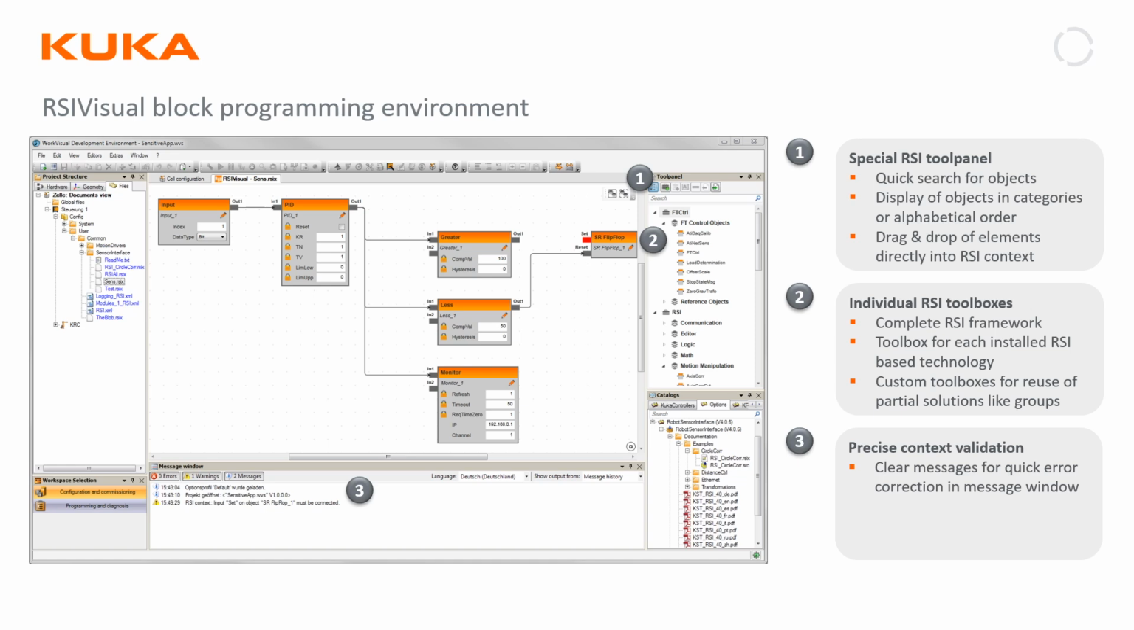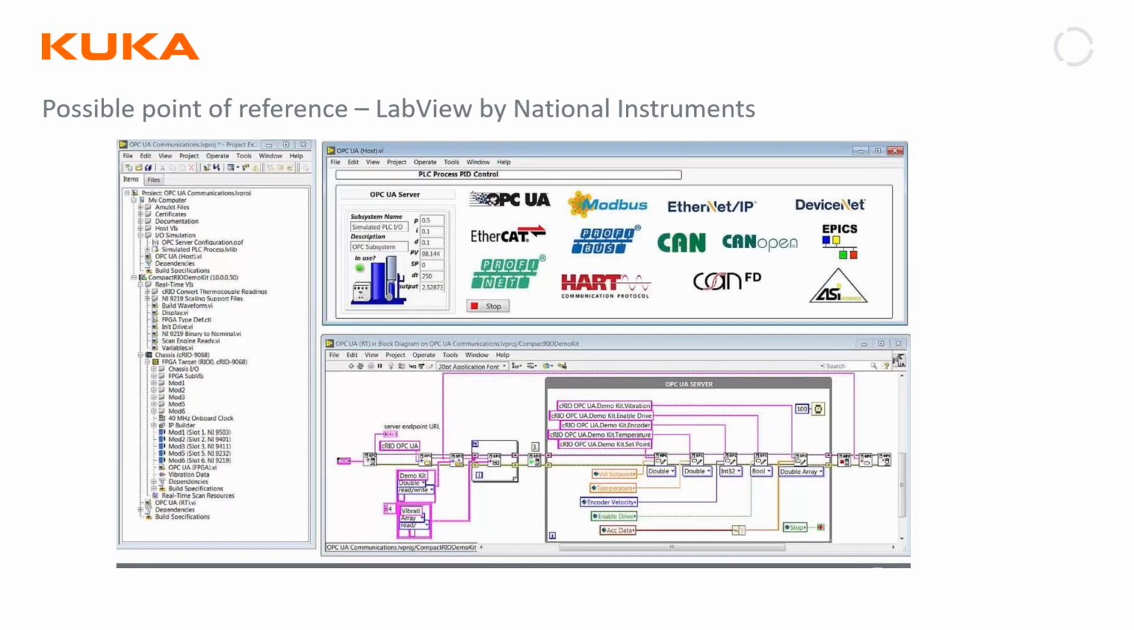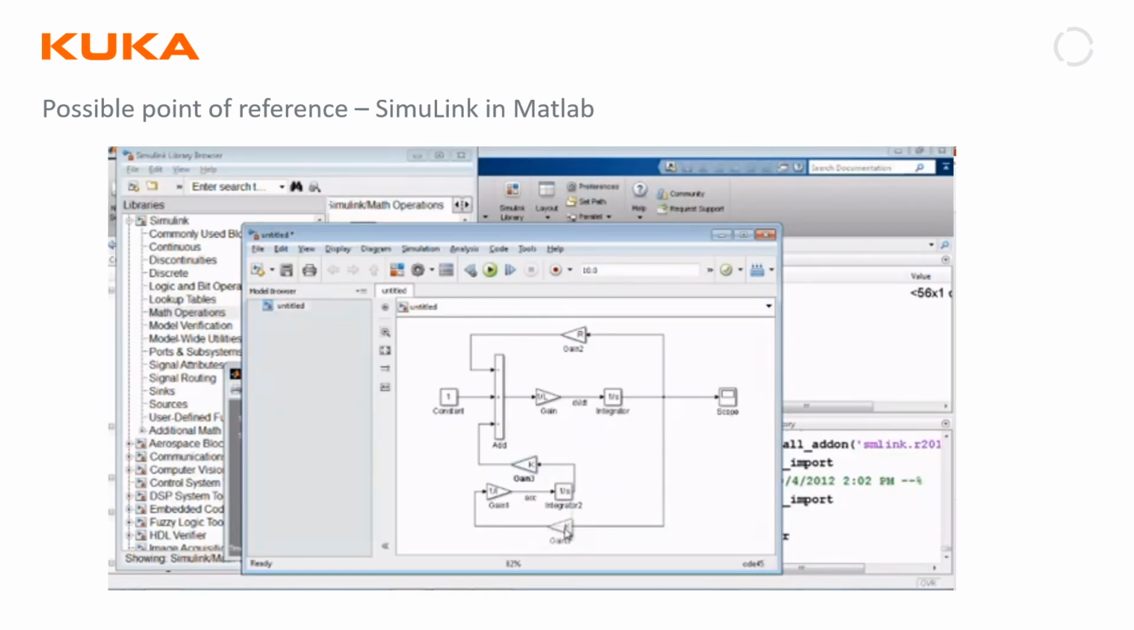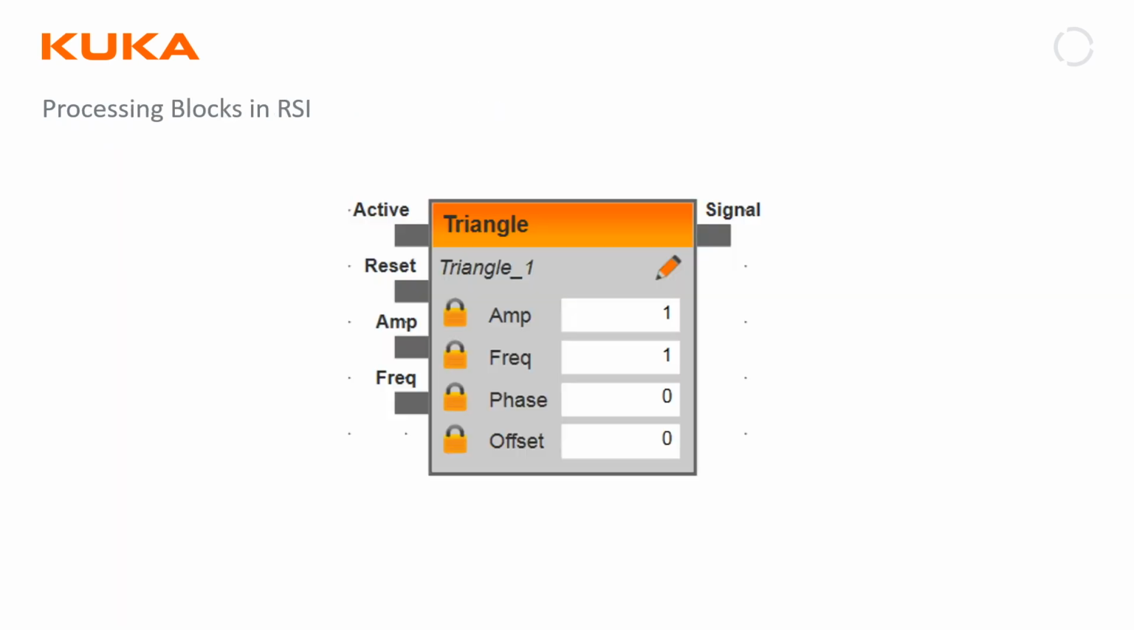Blocks can be inserted and wired together with drag and drop. Some of you might be familiar with other software that has a similar block programming paradigm, like LabVIEW by National Instruments or Simulink by MATLAB. Blocks in RSI can have signal inputs, data that flows into the block on the left, and signal outputs, data that flows out as a result of the block processing on the right. Blocks can also have parameters inside that define how it processes or behaves.